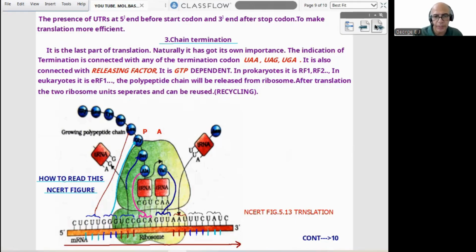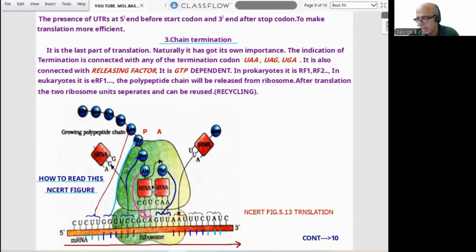It is GTP dependent. In prokaryotes, it is RF1, RF2, etc. In eukaryotes, it is eRF1 that proceeds. The polypeptide chain will be released from the ribosome. After translation, the two ribosome units separate and can be reused. That procedure is called recycling. That is how the protein is released and the ribosome units separate. Later, if they want, they can join for another reaction.